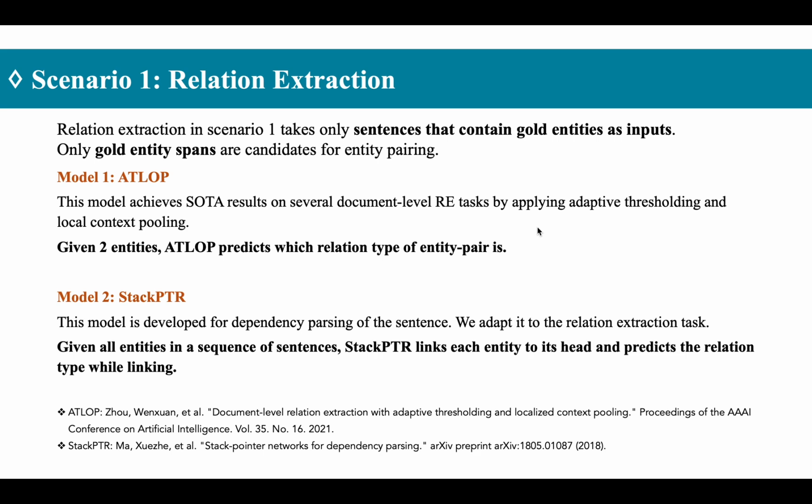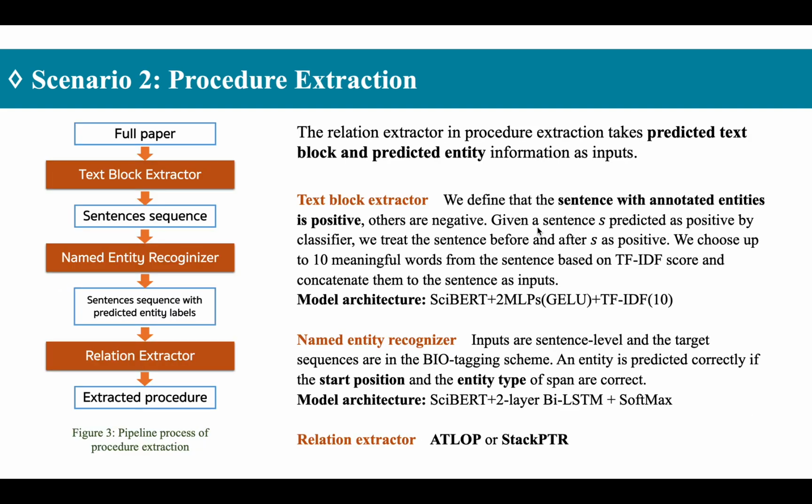Scenario 1 is the standard relation extraction task. Outloop and StarPDR were applied. Outloop predicts the relation type of each entity pair, while StarPDR links each entity to its head and predicts the relation type while linking. Scenario 2 is procedure extraction.